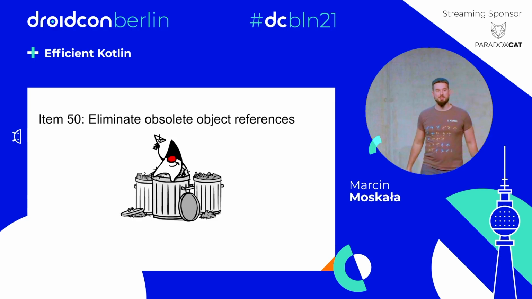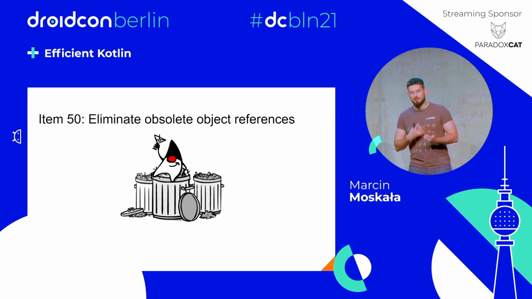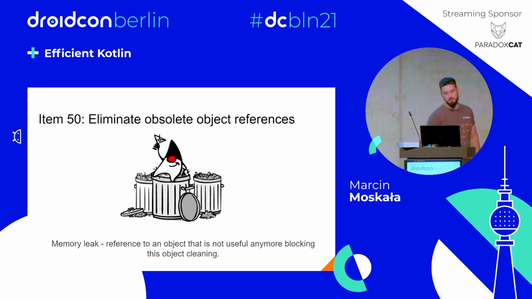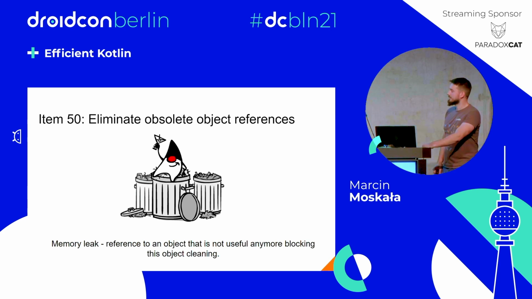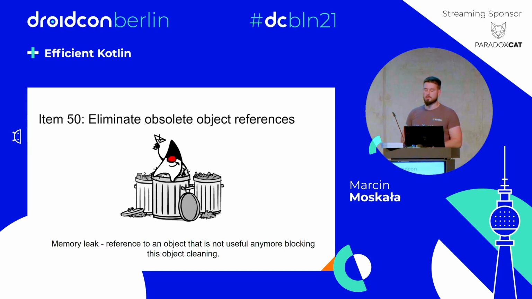This works this way, unless we are cheating him, unless we are giving him some problems. Because from time to time, if we keep a reference to an object that is not useful anymore, we kind of pretend it is useful, and we create something called a memory leak. So a memory leak is a reference to an object that is not useful anymore, but is blocking this object from being cleaned.